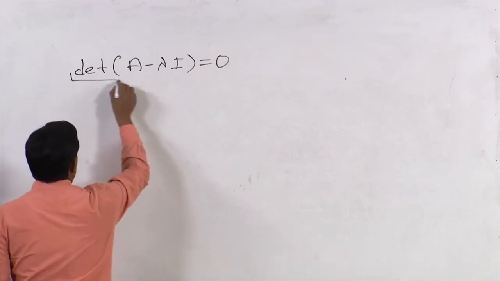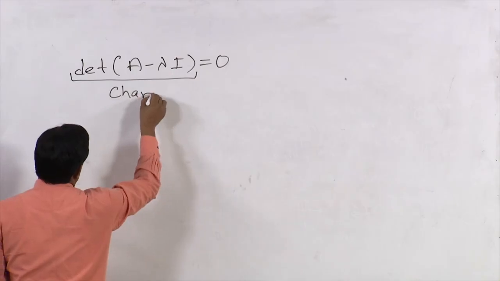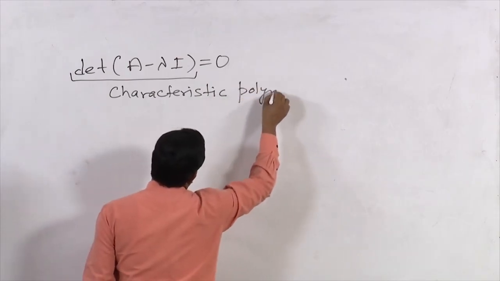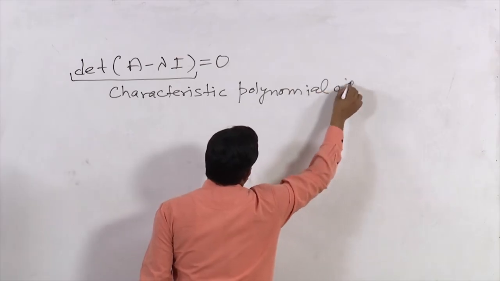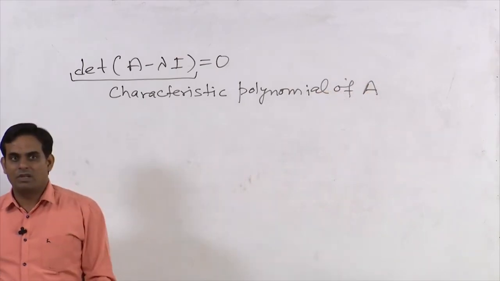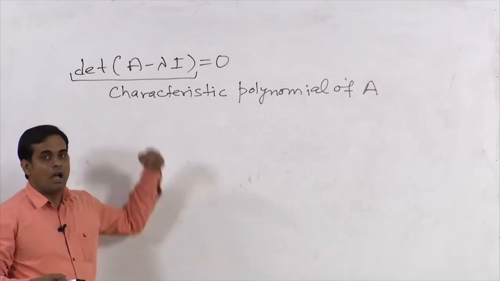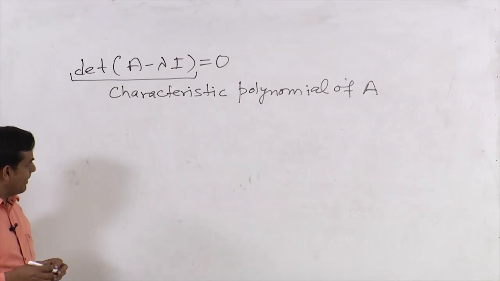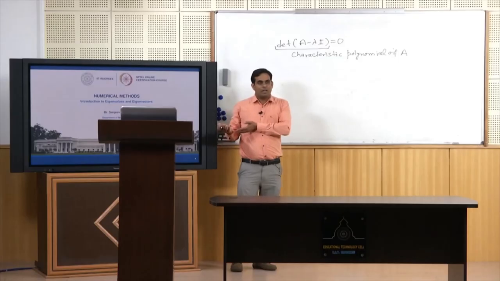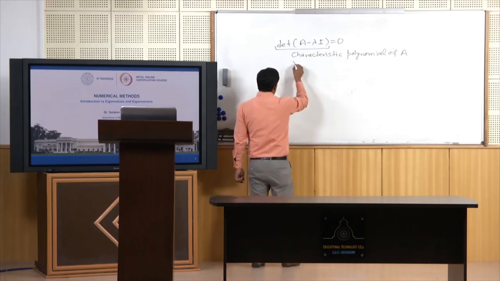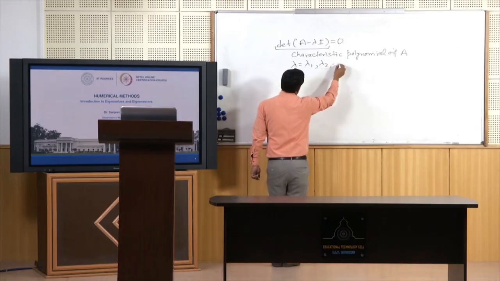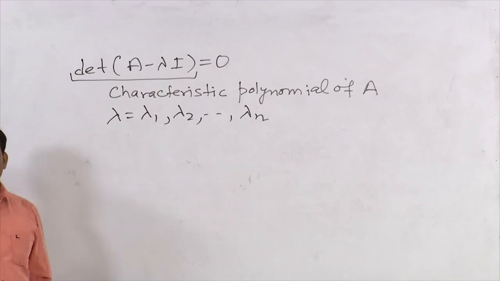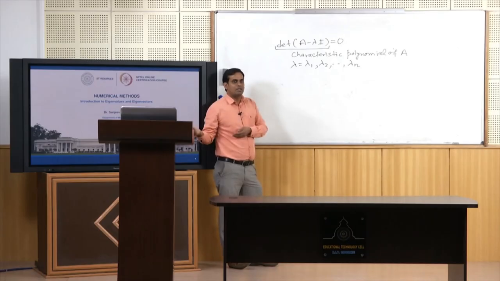This particular polynomial is called the characteristic polynomial of A, and hence eigenvalues are also called the characteristic values of the given matrix. Now, once you find the eigenvalues, let us say they come out as lambda 1, lambda 2, up to lambda n. Then what we need to find are the eigenvectors corresponding to each eigenvalue.